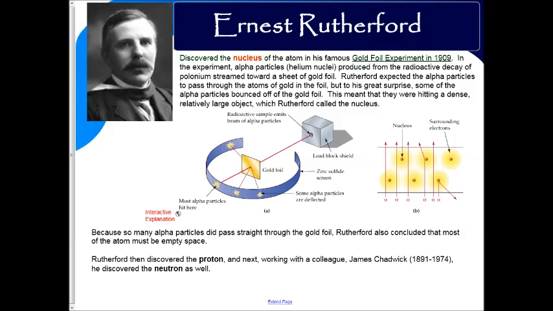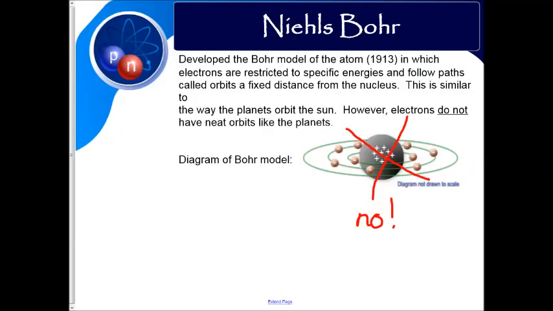But because so many of the alpha particles did pass straight through, he also concluded that in addition to the nucleus, there was a lot of empty space, as you can see on the diagram to the side here. He would later discover the proton, and then working with his colleague, James Chadwick, he also discovered the neutron as well. Our next scientist is Niels Big Bang Theory Bohr.